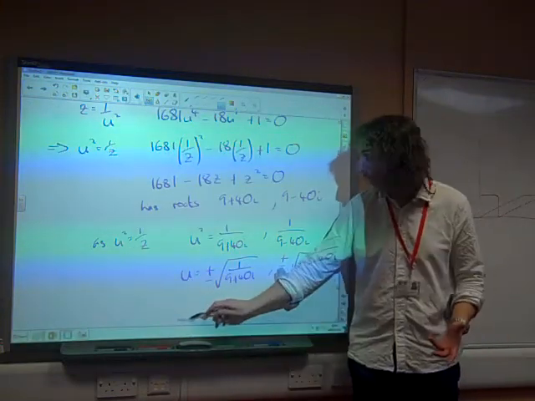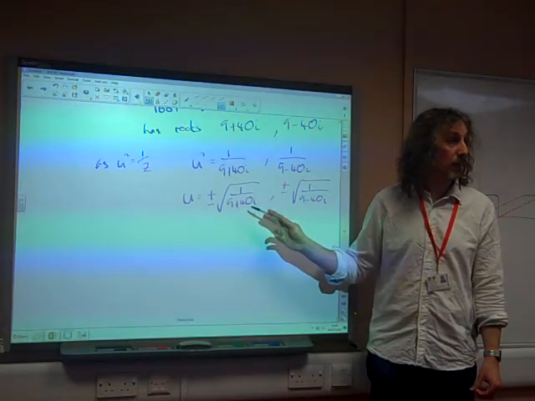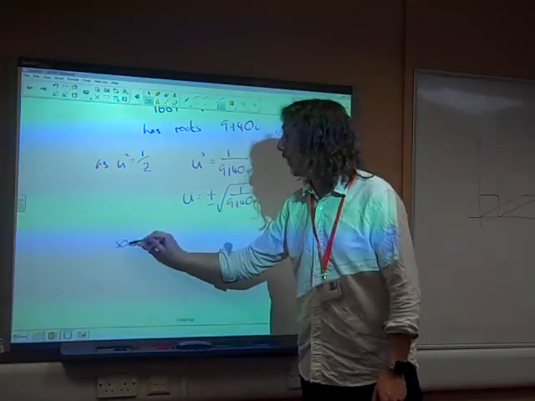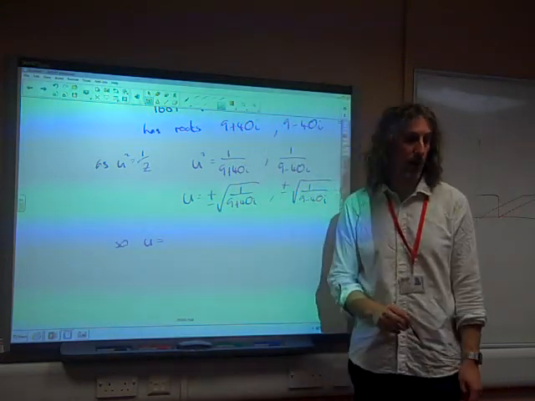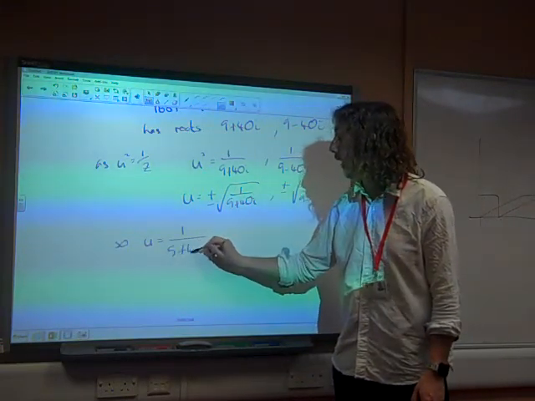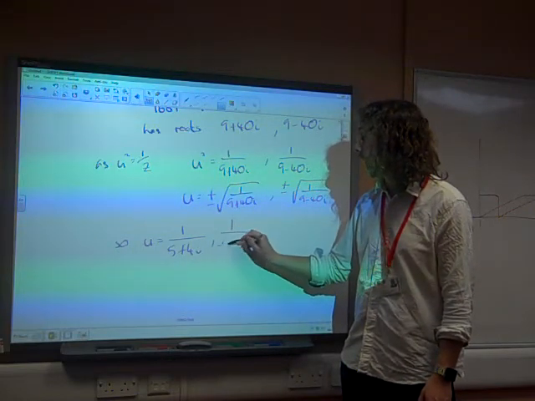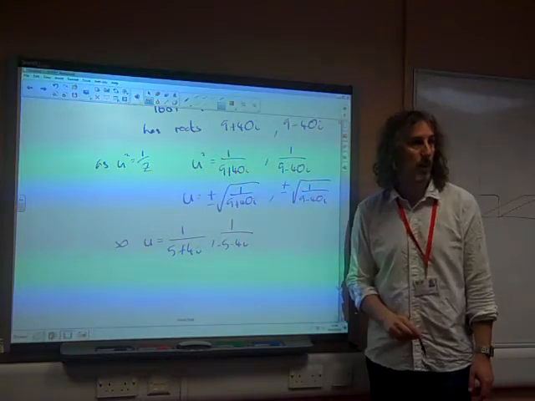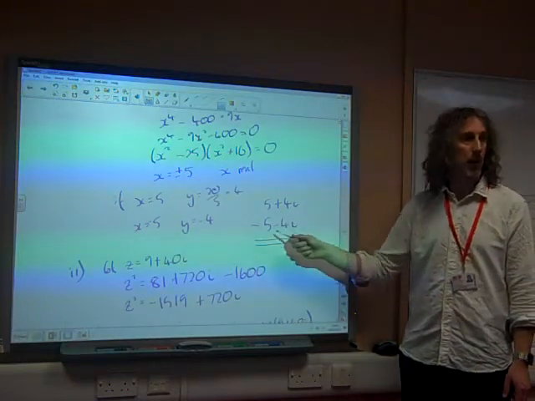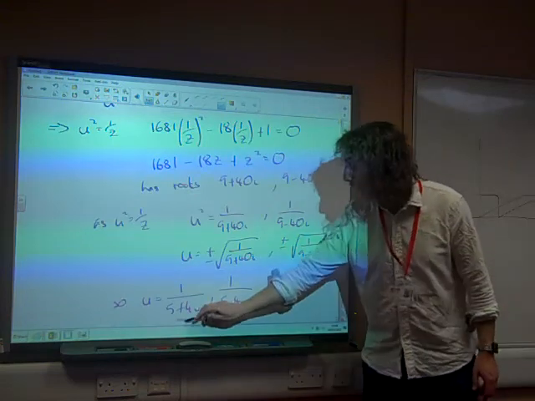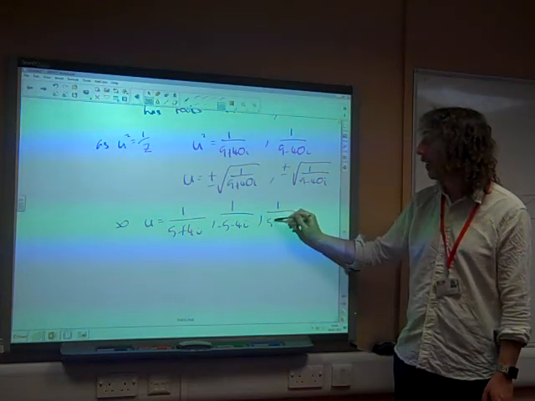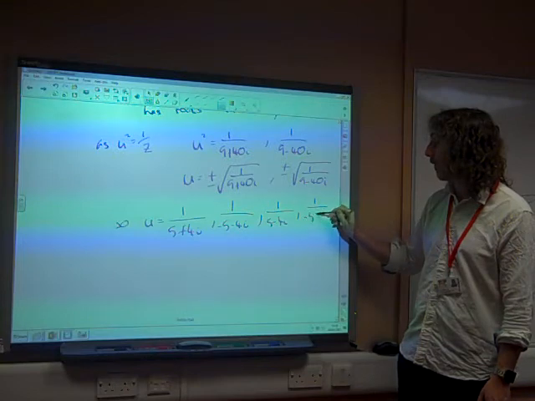Oh, but hang on, at the start of the question, we worked out the square roots of 9 plus 40i. That was part 1. So now we need to use our answer to part 1. The square root of 9 plus 40i was plus or minus 5 plus 4i. So that's 1 over 5 plus 4i, or 1 over minus 5 minus 4i. Remember, part 1 had 5 plus 4i and minus 5 minus 4i. Now the other one is the complex conjugate of that, so this expression gives us 1 over 5 minus 4i and 1 over minus 5 plus 4i.